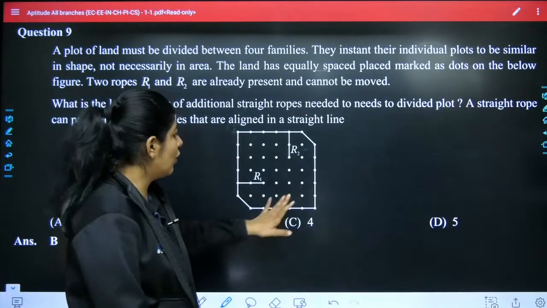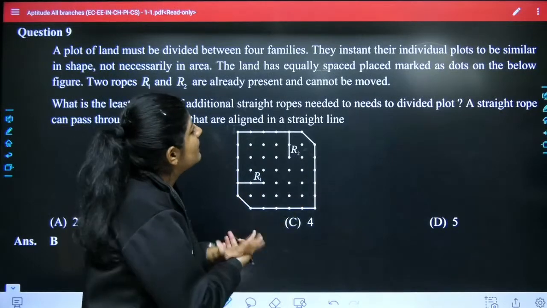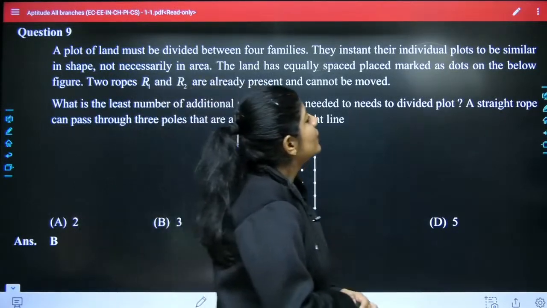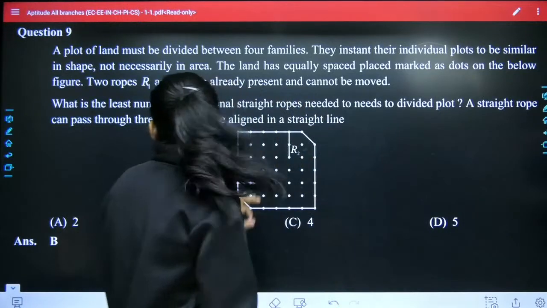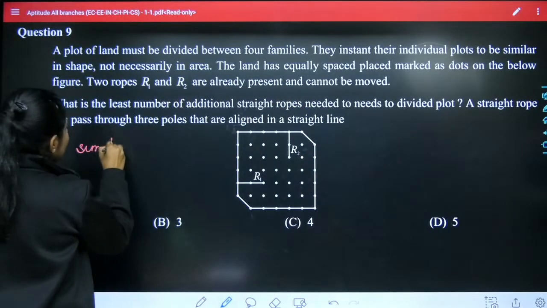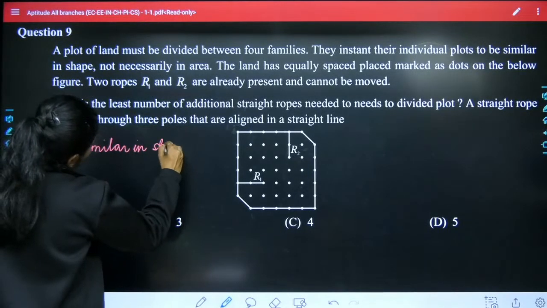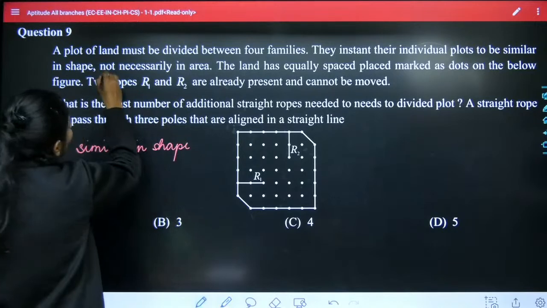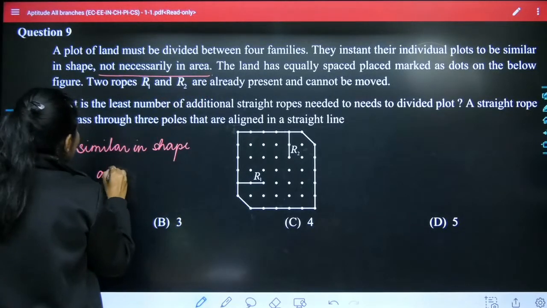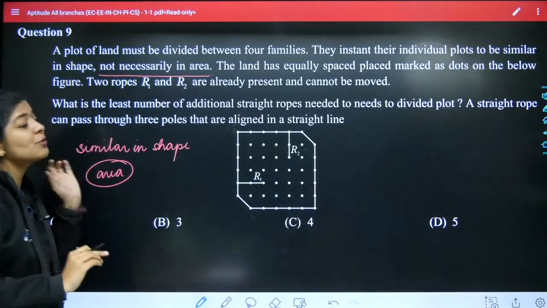We have a plot, and this plot must be divided into 4 families. They want their individual plots to be similar in shape. Here the condition is they should be similar in shape, not necessarily in area. If area is unequal, then it should be okay, but the shape should be similar.